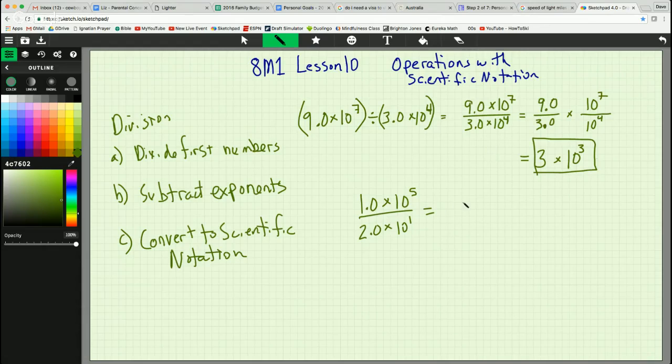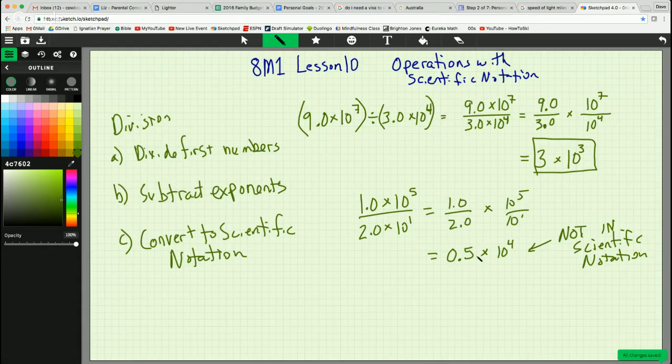So we do our rule. We divide the first numbers, 1.0 over 2.0, and the second part is 10 to the 5th over 10 to the 1st. If you divide 1 by 2, you get 0.5. You can do that out longhand, but I'm not going to do that for you here. 1 divided by 2 is 1/2, which is 0.5, and then that's times 10 to the 4th. Do we have a problem? Are we in scientific notation? The answer is no. We are not in scientific notation.